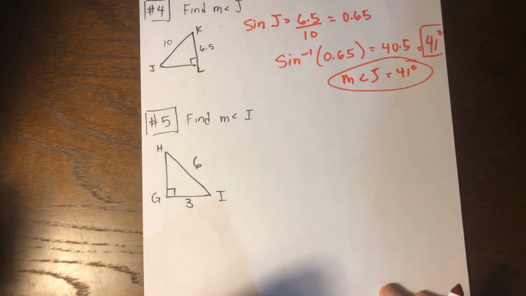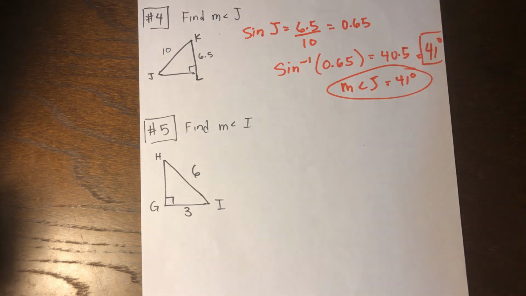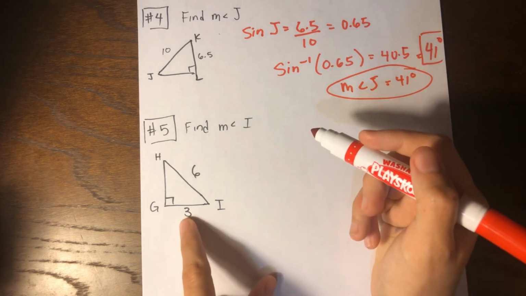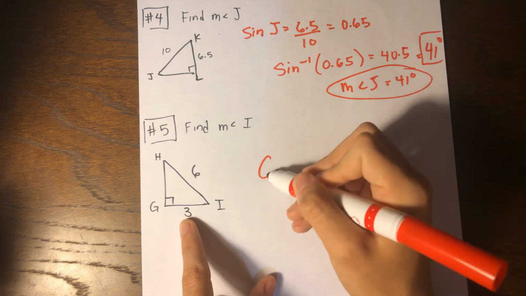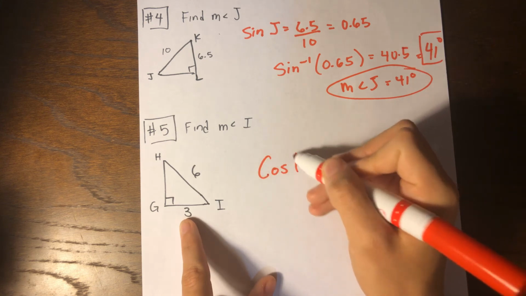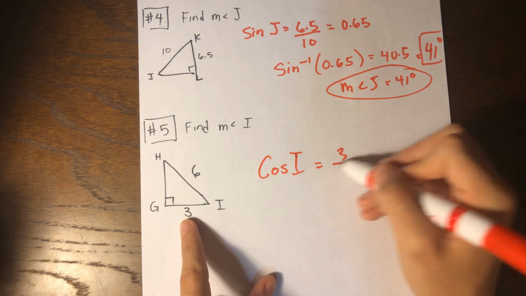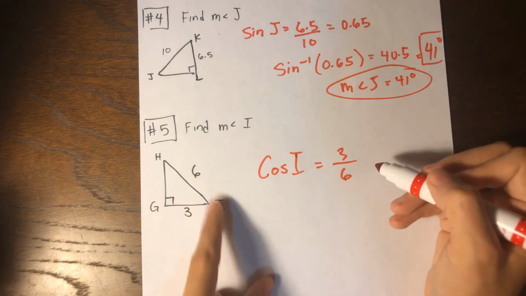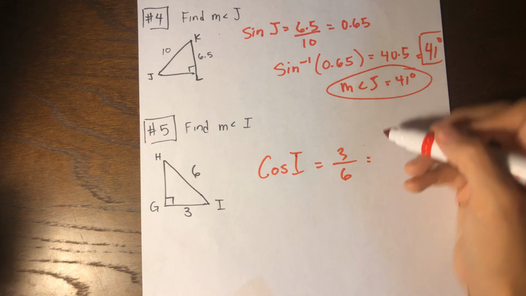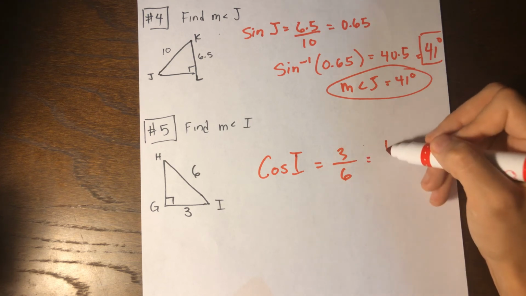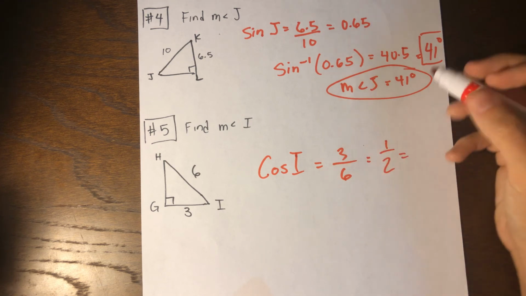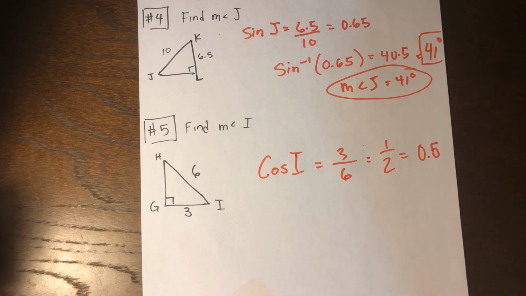Last one, measure of angle I. We're given the adjacent, so cosine of I is the adjacent 3 over 6. I can simplify this. I divide both sides by 3 and I get 1/2. 1 divided by 2 in the calculator is 0.5.